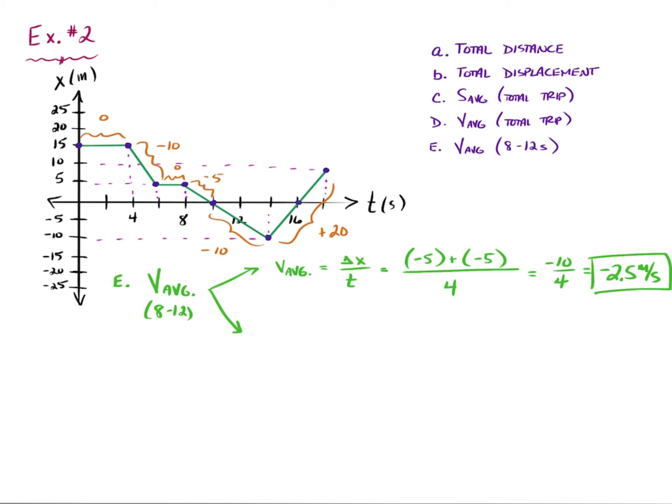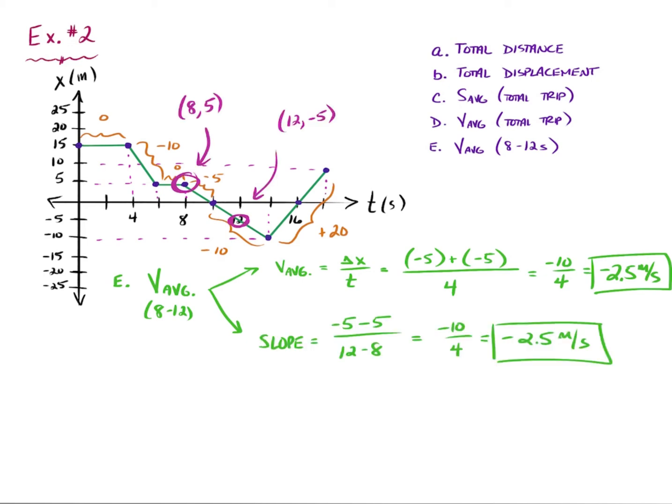I can also just identify 2 points and calculate the slope because it's literally just that one constant slope from 8 to 12. And if I go ahead and do that, you'll find that the slope is negative 2.5. Either one is acceptable. Once again, whatever you think is easiest, whatever you prefer.